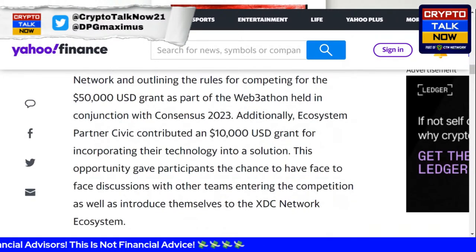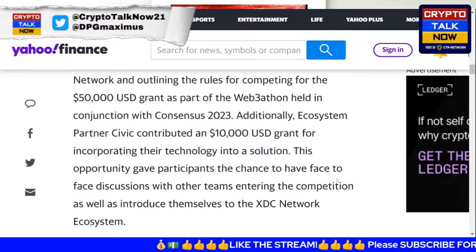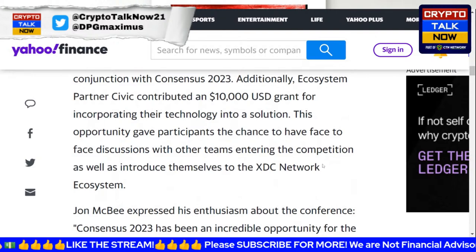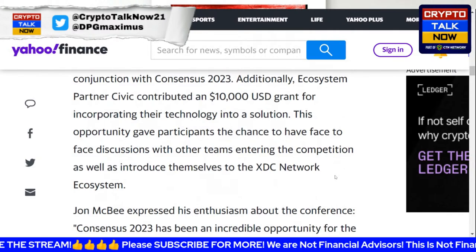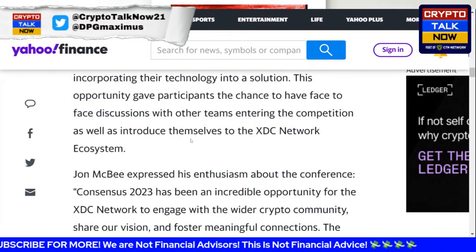It says, additionally, the ecosystem partner Civic contributed a $10,000 USD grant on top of the 50. So that's 60,000 right there, for incorporating their technology into a solution. This gave participants an opportunity to have face-to-face discussions with other teams entering the competition, as well as introduce themselves to the XDC network ecosystem.